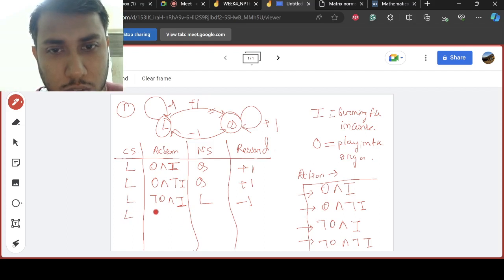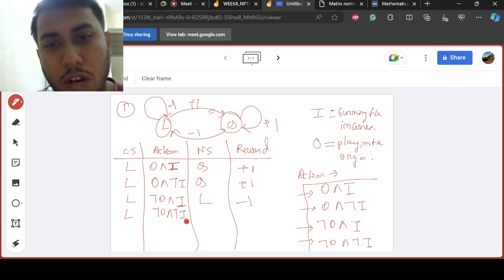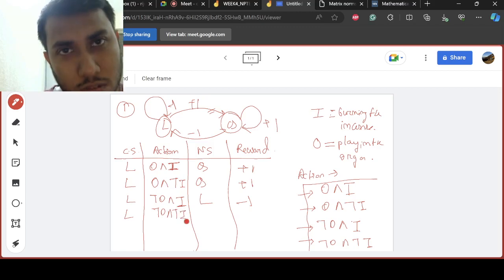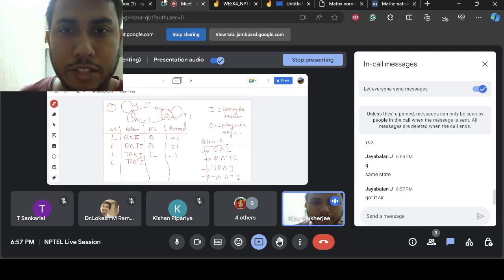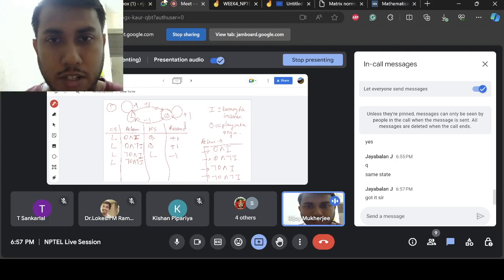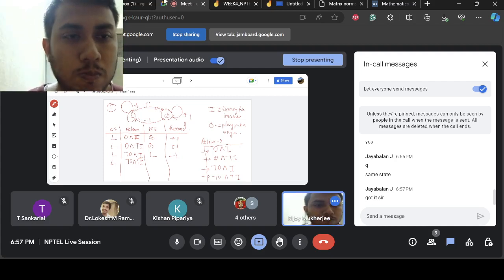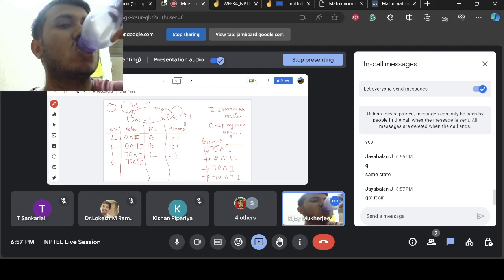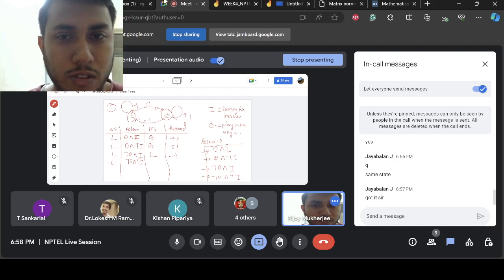Okay, so let's do the complete one. What will be this case? It is not playing the organ and not burning the incense. What will be the next state? Come on, it is the same. You are in the laughing state, only playing the organ matters. In this case it is not playing the organ. What will be the next state?